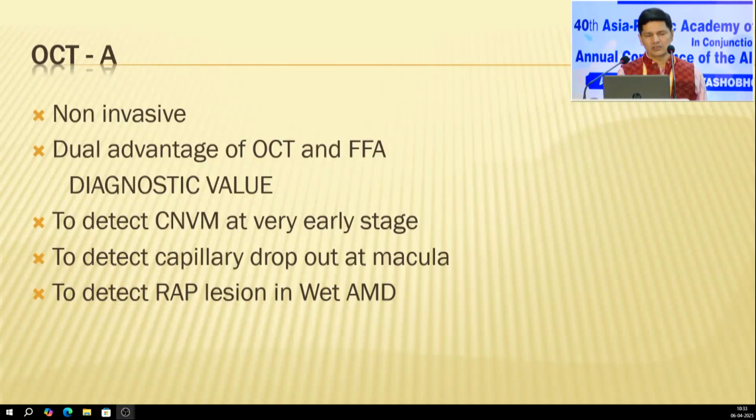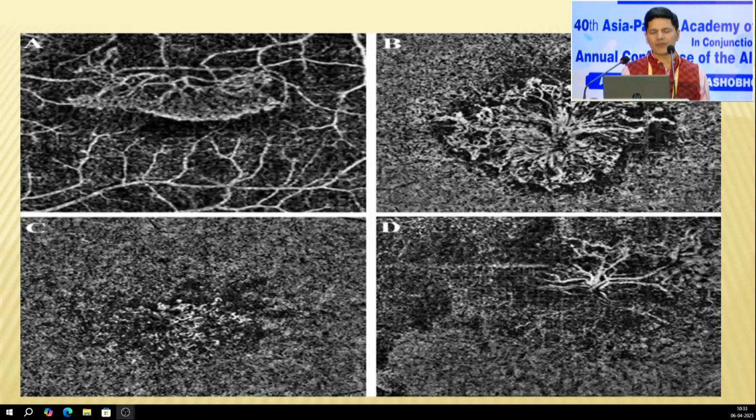Then OCTA, this is a very useful tool these days, particularly in certain particular situations, and this is also non-invasive. It has the dual advantage of OCT and FFA. You can see the circulation without injecting the dye. It has diagnostic value to detect CNVM at a very early stage, to detect capillary dropouts at the macula without injecting dye, and to detect RAP lesions in wet AMD. And these are a few pictures of OCTA. You can see very well the neovascularization in the non-neovascular layers of the retina.